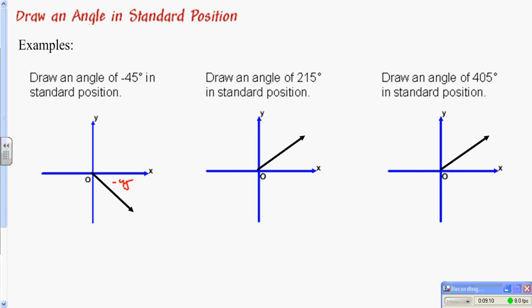215 would take us past 90, past 180, to about there. That'd be a positive 215. And then 405 degrees would be all the way around a full circle. So starting here, going 360 around, plus another 45, and that would represent 405 degrees. And this ends our 13.2 Part A.